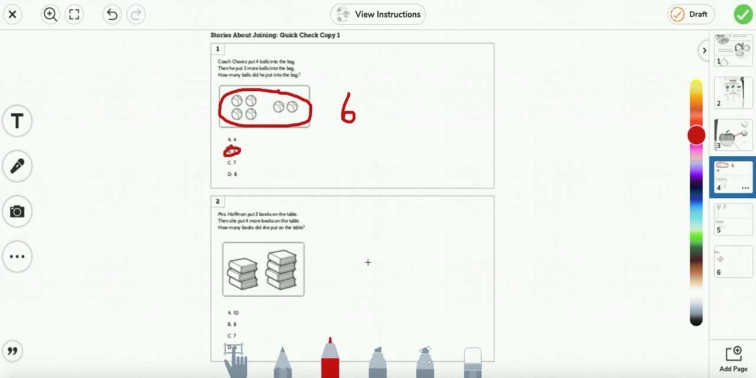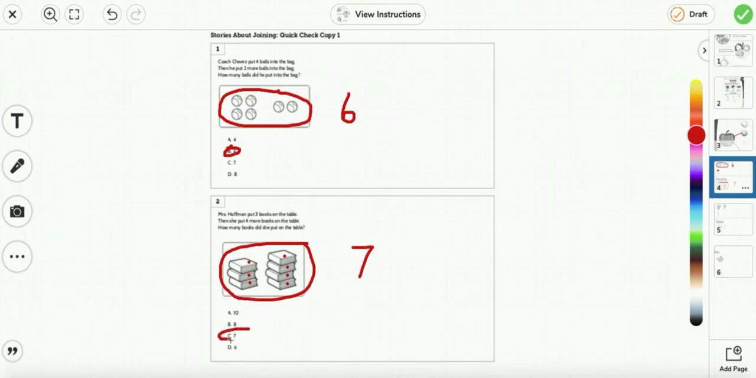Okay, number 2. Mrs. Hoffman put 3 books on the table. Then she put 4 more books on the table. How many books did she put on the table? Let's join them together and let's add. 1, 2, 3, 4, 5, 6, 7. 7 books in all. We found 7 here on letter C. Okay, next page.